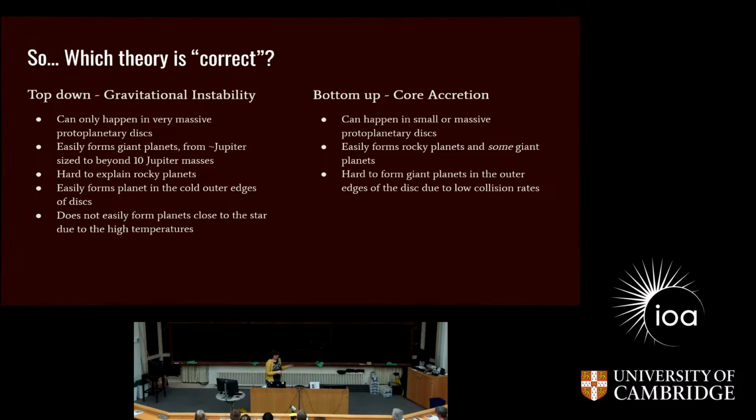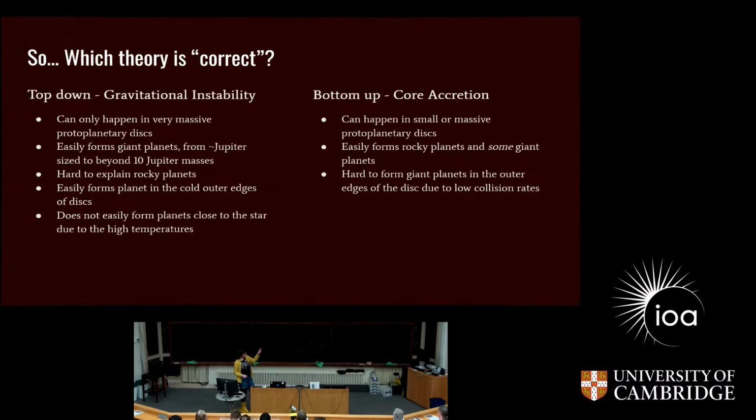But you don't form rocky planets by gravitational instability. You don't form planets close to the star. Core accretion generally explains things really well. You can form small or massive protoplanetary disks. It doesn't matter, so it could happen early on or later in the system. You can form rocky planets or giant planets.